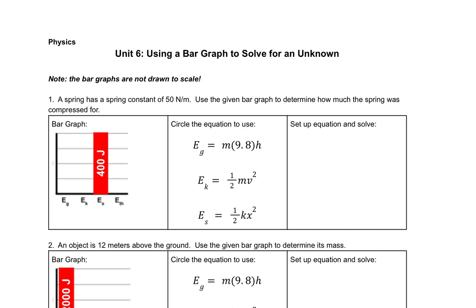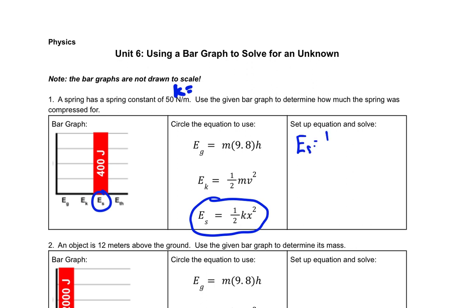So in this question, a spring has a spring constant of 50 newtons per meter. So we should probably take note that that is our K. And what we want to do then is notice that the problem is telling us that there's 400 joules of energy stored in the spring. Okay, so at this point, what we do know is that we need to use the ES equation. So we're just going to circle that because that's the one that we want to use of our choices. And then we are going to do our work here on the side.